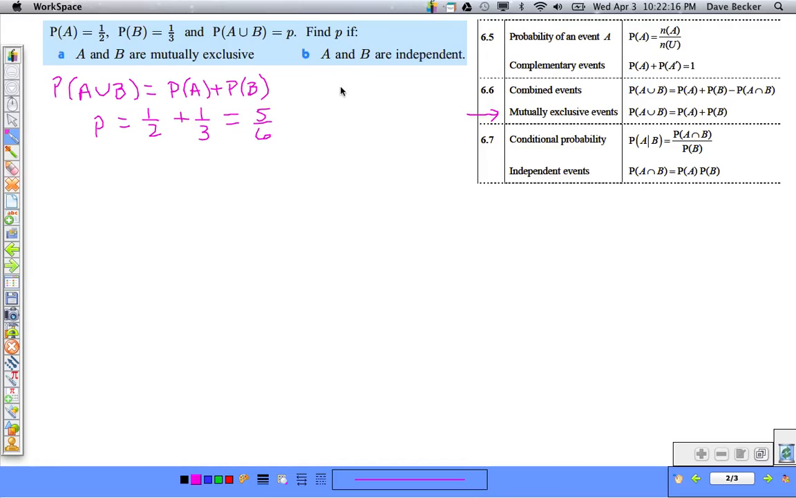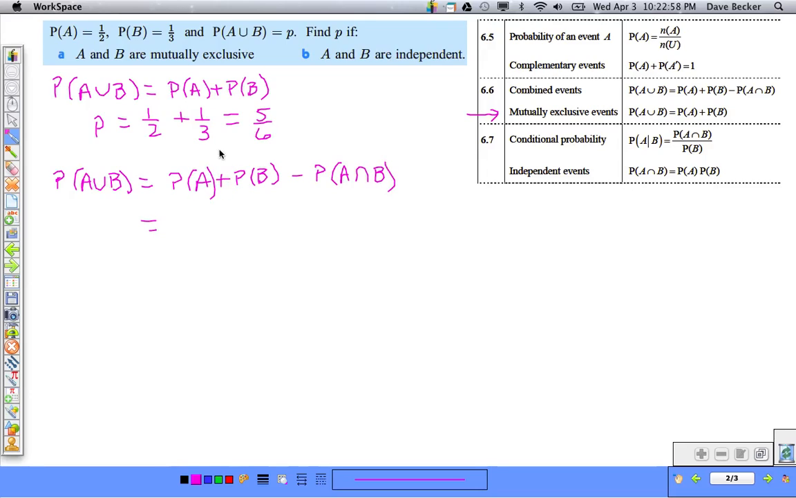1/2 plus 1/3, the probability of A plus the probability of B, is equal to 5/6. Now find P if A and B are independent. If A and B are independent, then we can use this formula here for combined events, because we're going to find the probability of A intersect B. So the probability of A union B is equal to the probability of A plus the probability of B, with a parenthesis there, minus the probability of A intersect B.